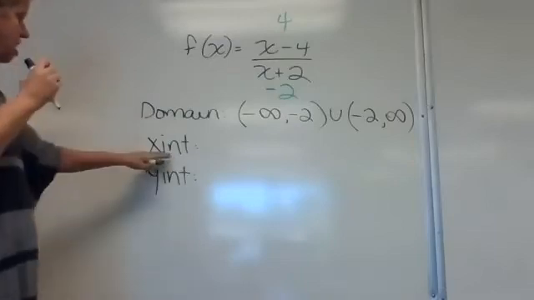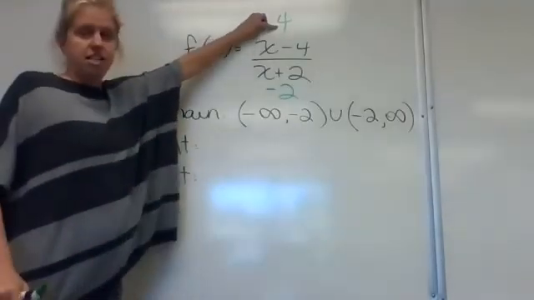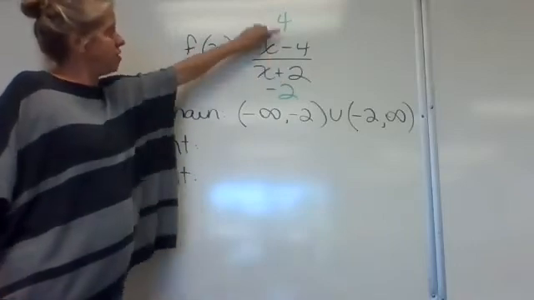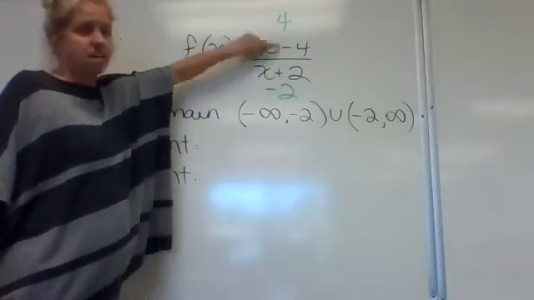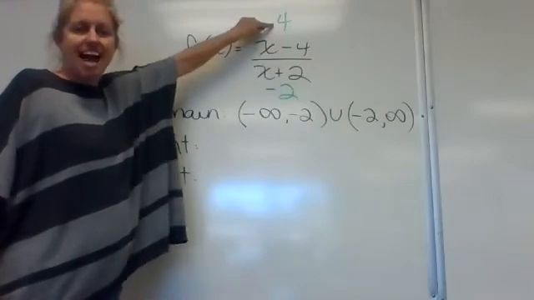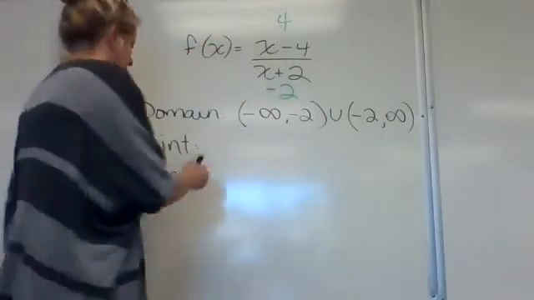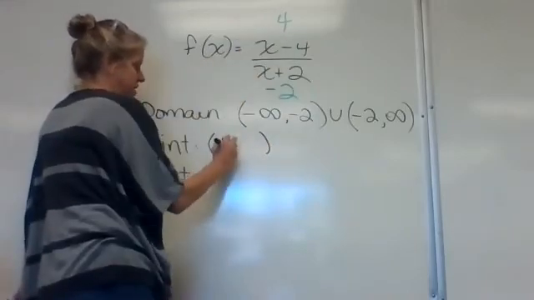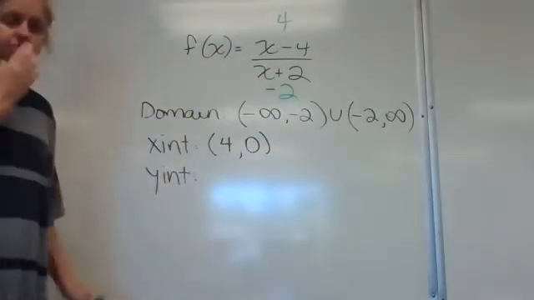Let's see, where are the intercepts? The X-intercept is the 0 of the numerator, as long as it's not also a 0 of the denominator. Are those the same? No, which means that is an X-intercept. So remember to enter it as an ordered pair. This goes in your X spot, the 0 is Y.